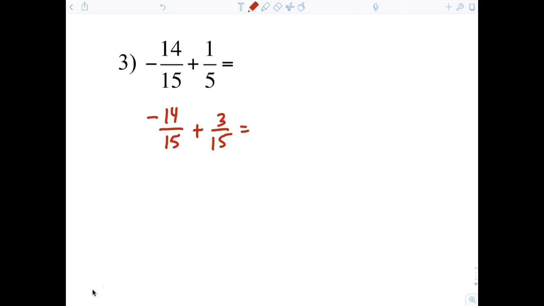So now, again, there's a plus sign here. Remind yourself, just because there's a plus sign doesn't mean we're adding. Negative 14 plus 3 is what? Very nice. Negative 11 over 15.